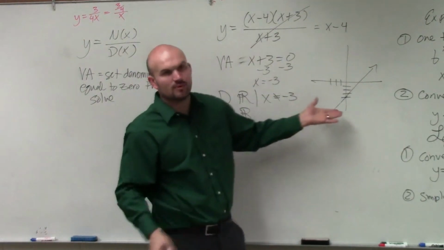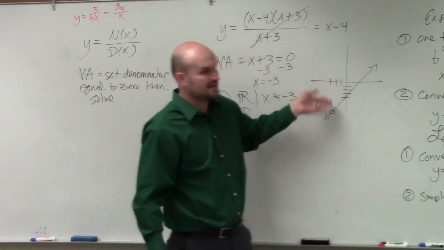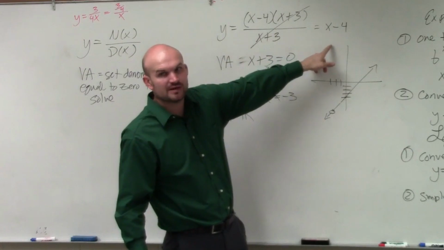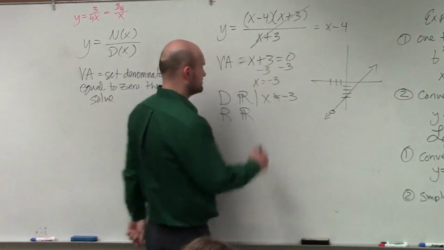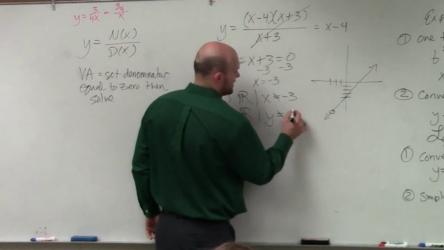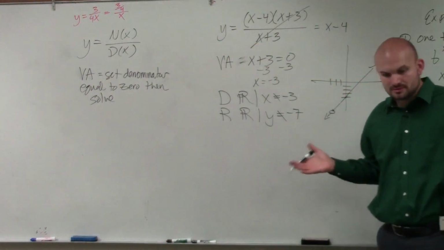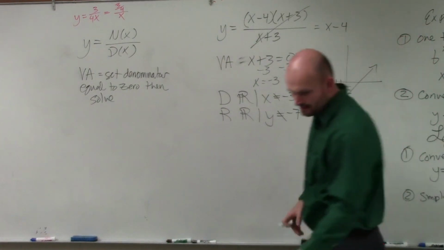Now, at x equals -3, we need to figure out what that would be. So if you plug in -3 for x, -3 minus 4 would be -7. So y cannot equal -7, because we need to figure out what the y value would be at x equals -3.